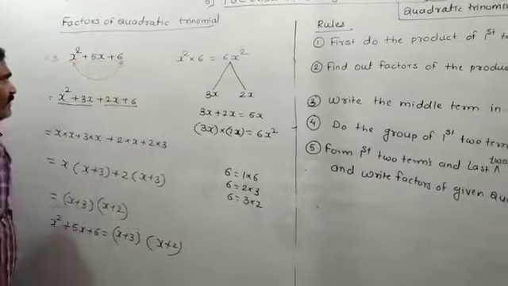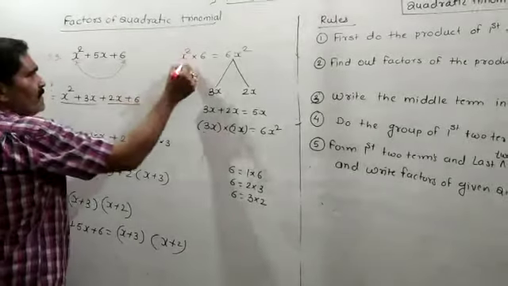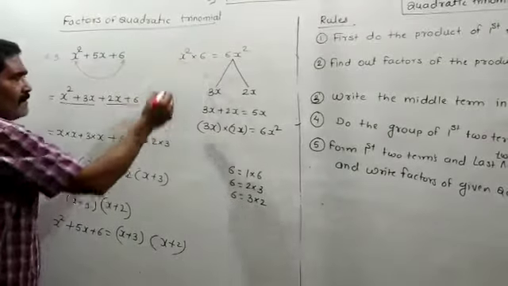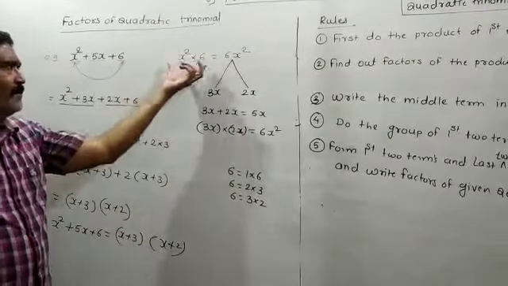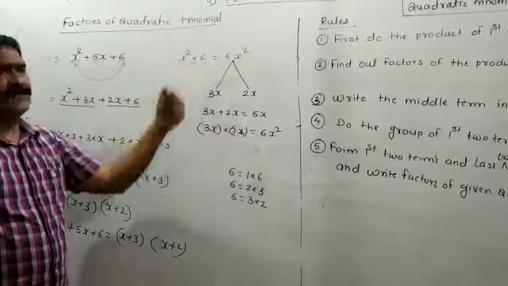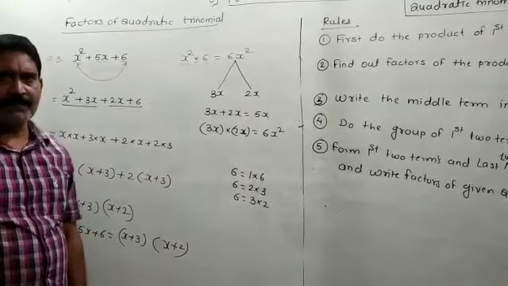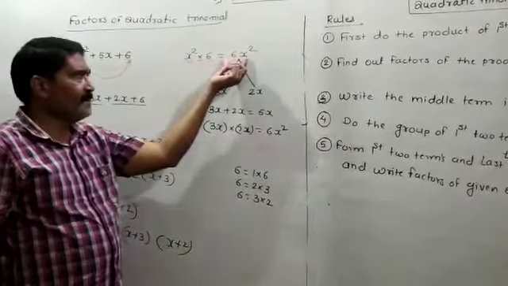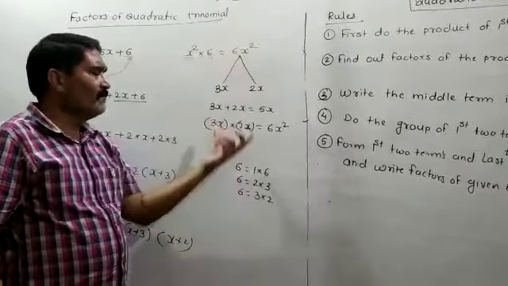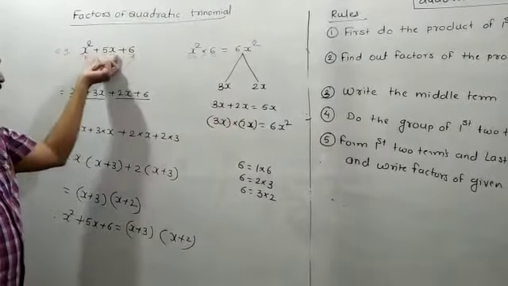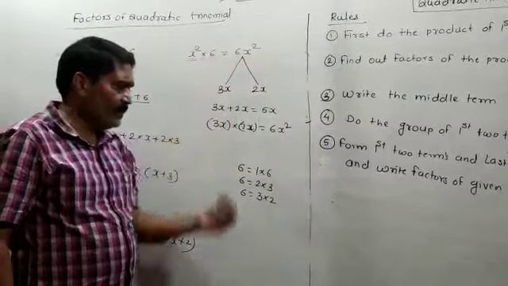Which sign do you have to consider for the first term and the last term? First term is x square, so you have to take this as x square. Last term is 6, and you have to take 6. The product, the multiplication of the first term and the last term, 6 multiplied by x square, is equal to 6x square. Then you have to factorize this 6x square such that the sum comes to the middle term, which is 5x.